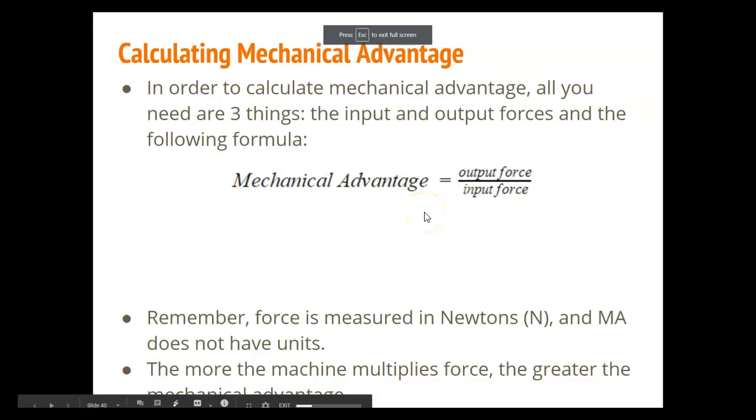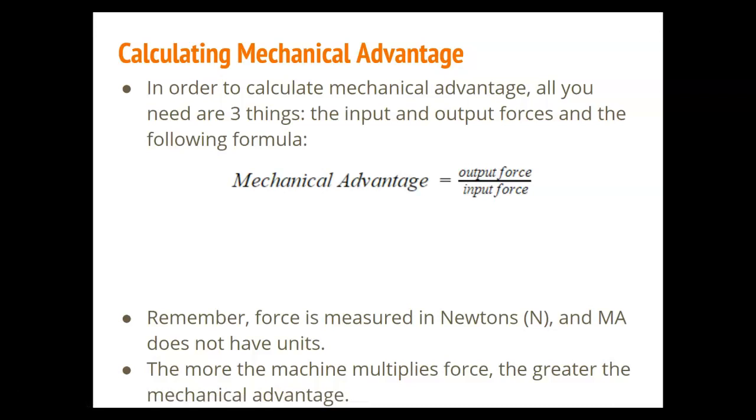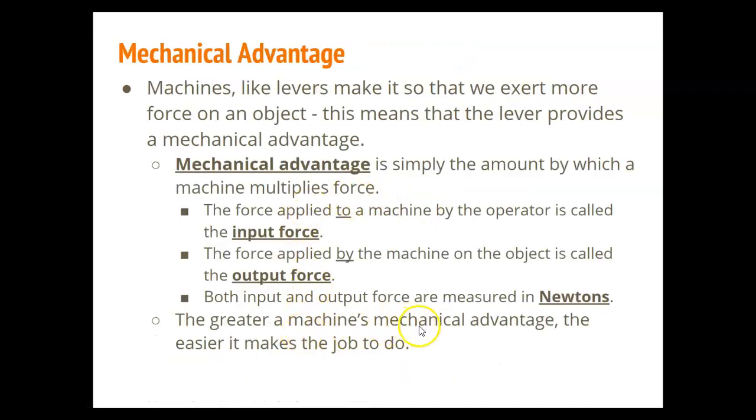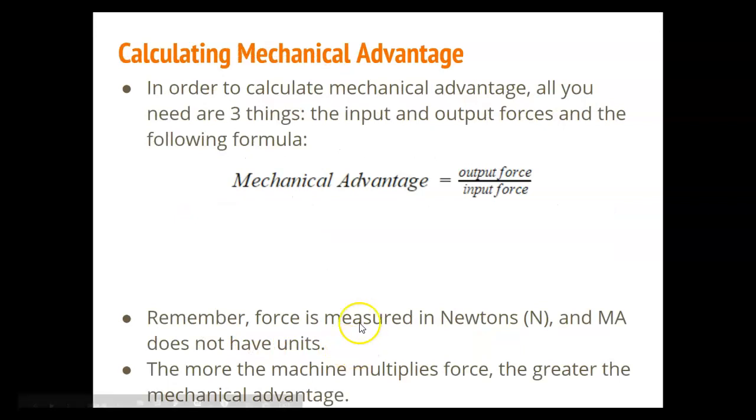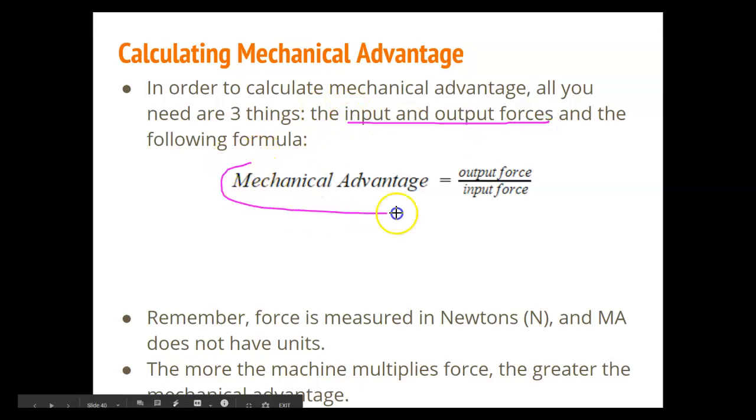All right, so I had some technical difficulties there, but I fixed them now and we are good to go. So what I said on the last slide here, if you recall, was that the greater the machine's mechanical advantage, the easier it makes the job to do. What we're going to do now is figure out how we can actually calculate what mechanical advantage is. So in order to calculate mechanical advantage, all you need are three things. You need the input and output forces, so there's two things right there, and you need this formula right here. Okay, this formula: mechanical advantage equals output force over input force.